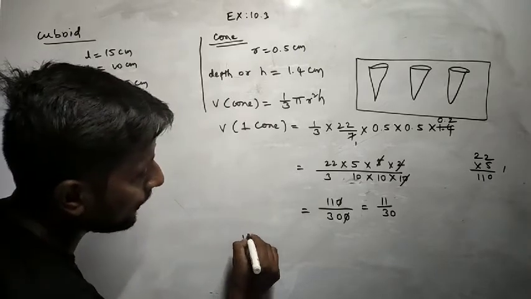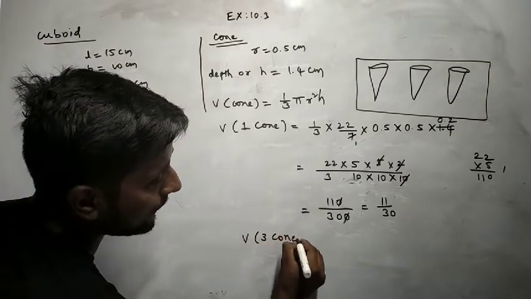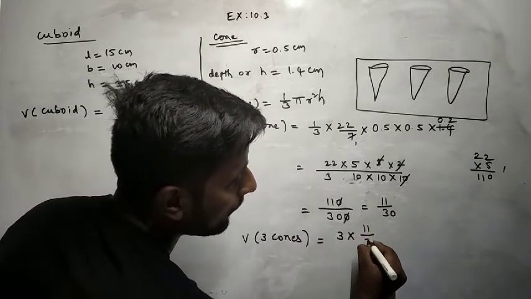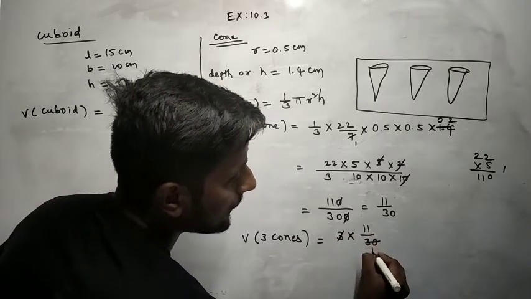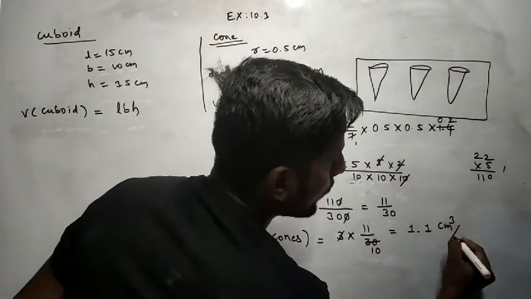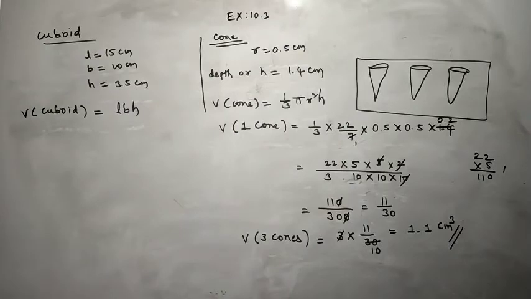So now what will I write? Volume of 3 cones I'll write. Simply, I'll write 3 into the volume of 1 cone, we got 11 by 30. 3 1s are 3, 3 10s are 30. Simple, we'll write 1.1 centimeter cube. It is the volume of 3 cones.